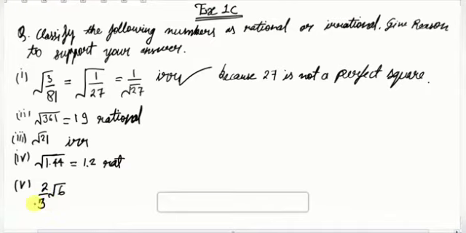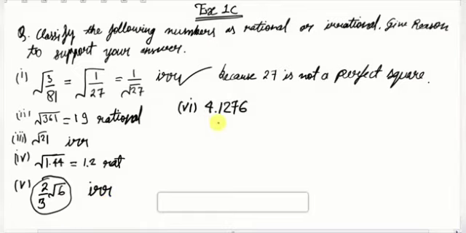Now question number 5 is 2 by 3 into root 6. Now root 6 is what? Root 6 is an irrational number. So when you multiply an irrational number with a rational number, again you will get an irrational number, because irrational numbers are non-terminating and non-recurring. When you multiply any number by a non-terminating, non-recurring decimal, you will always get a non-terminating, non-recurring decimal. That means this number is also an irrational number.